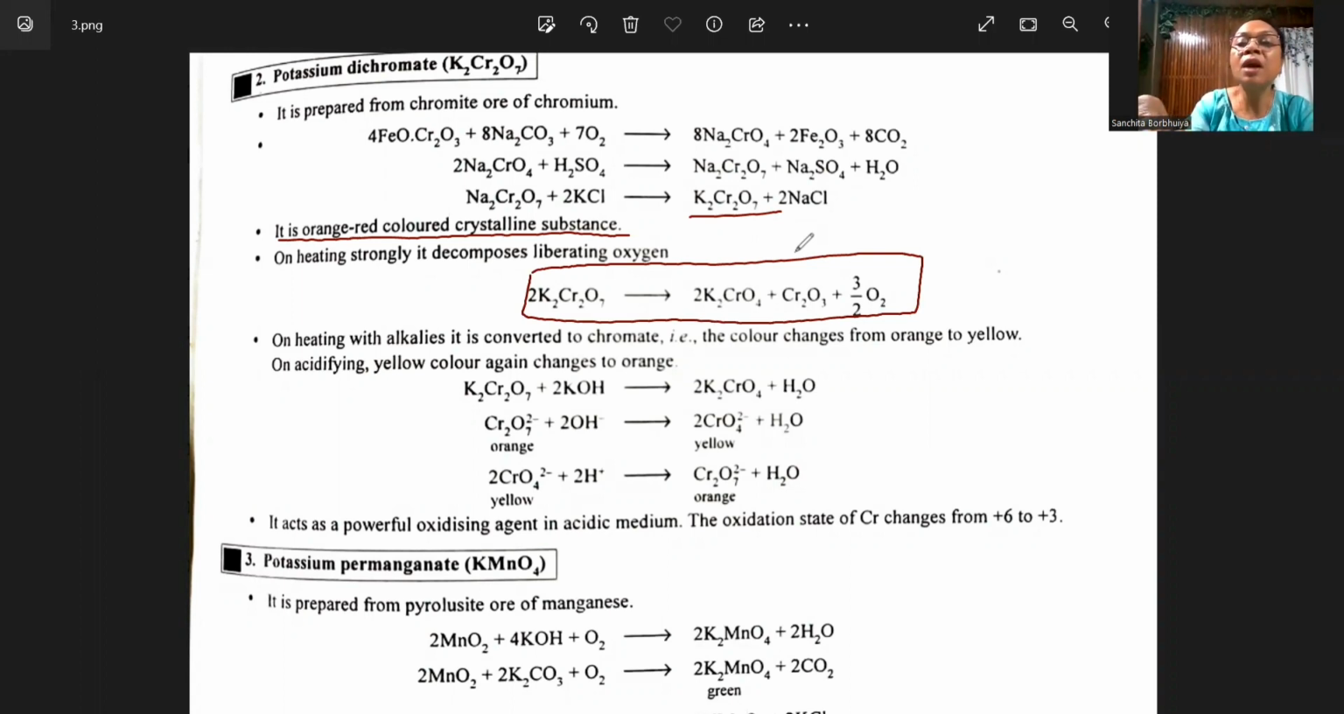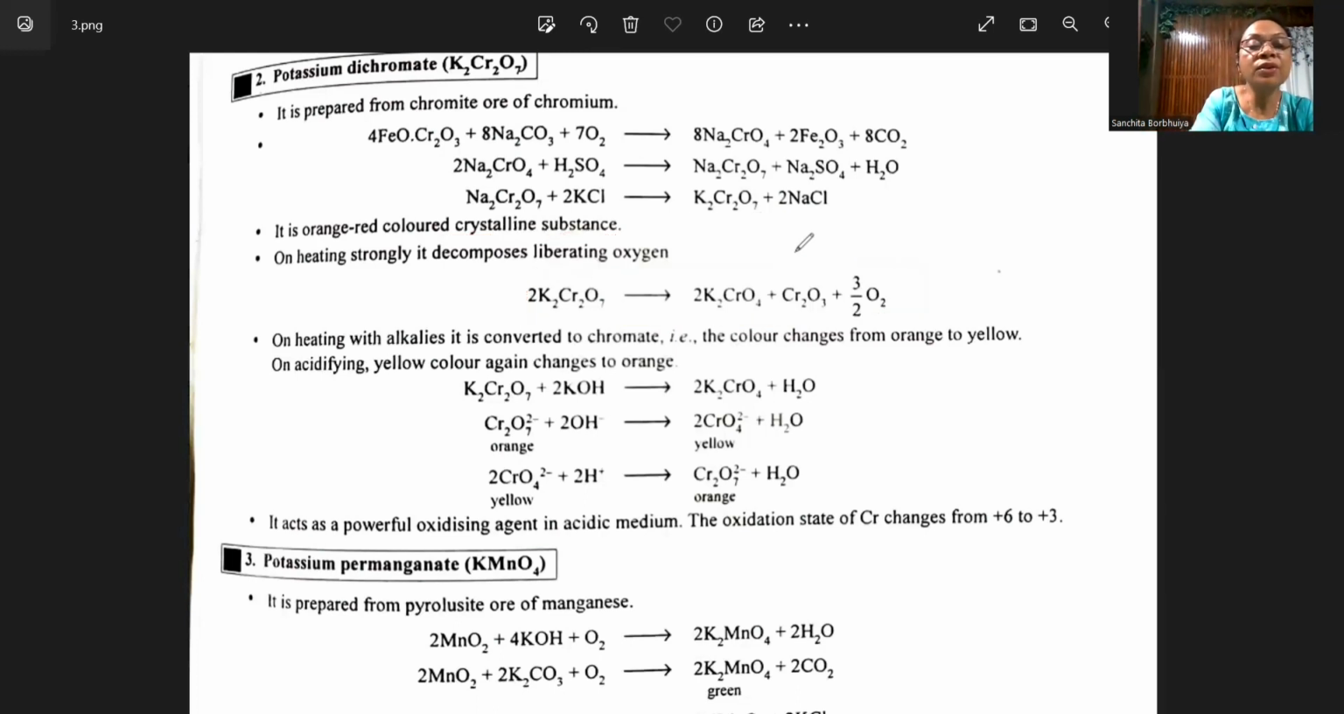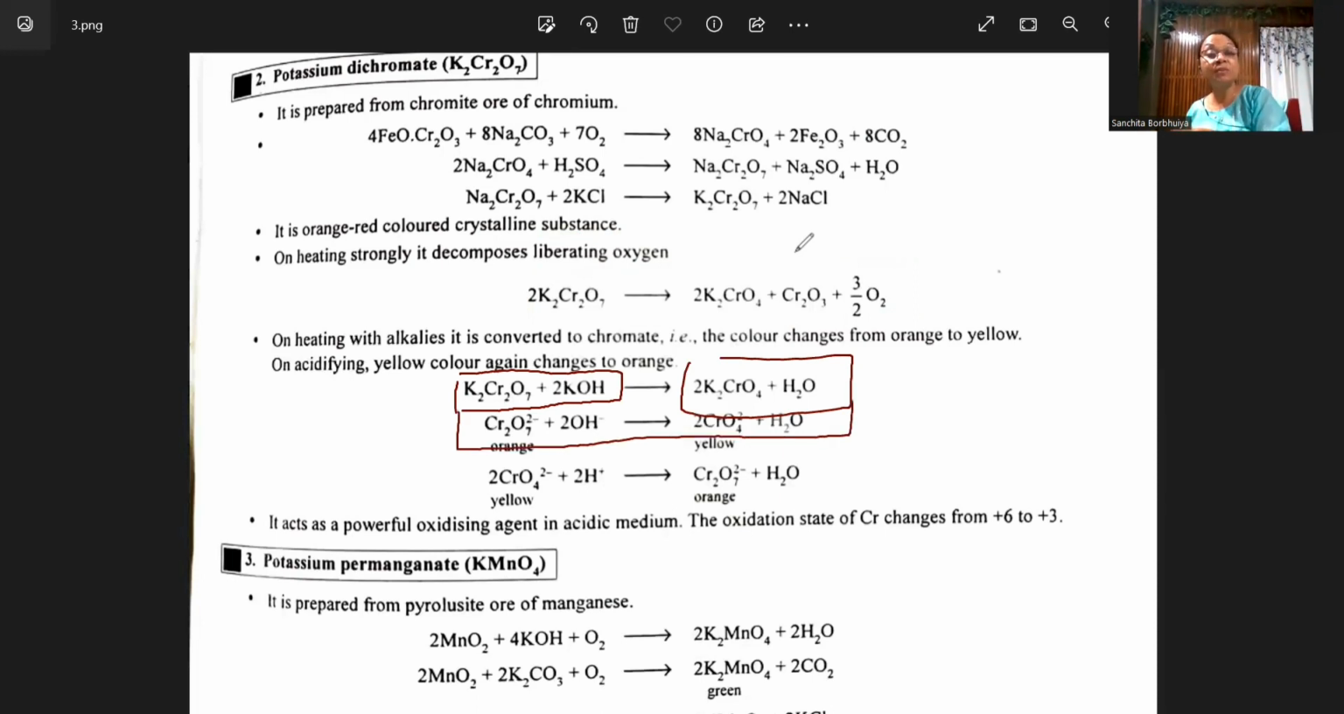Now this interconversion: where you have potassium dichromate and you give it a basic condition, it would change to potassium chromate. I have written this ionic equation for you. Cr2O7 2 minus in presence of OH minus gives you, like the top equation but written ionically, CrO4 2 minus along with H2O. And you acidify chromate, you get your dichromate. So remember, chromate is yellow in color and dichromate is orange in color.